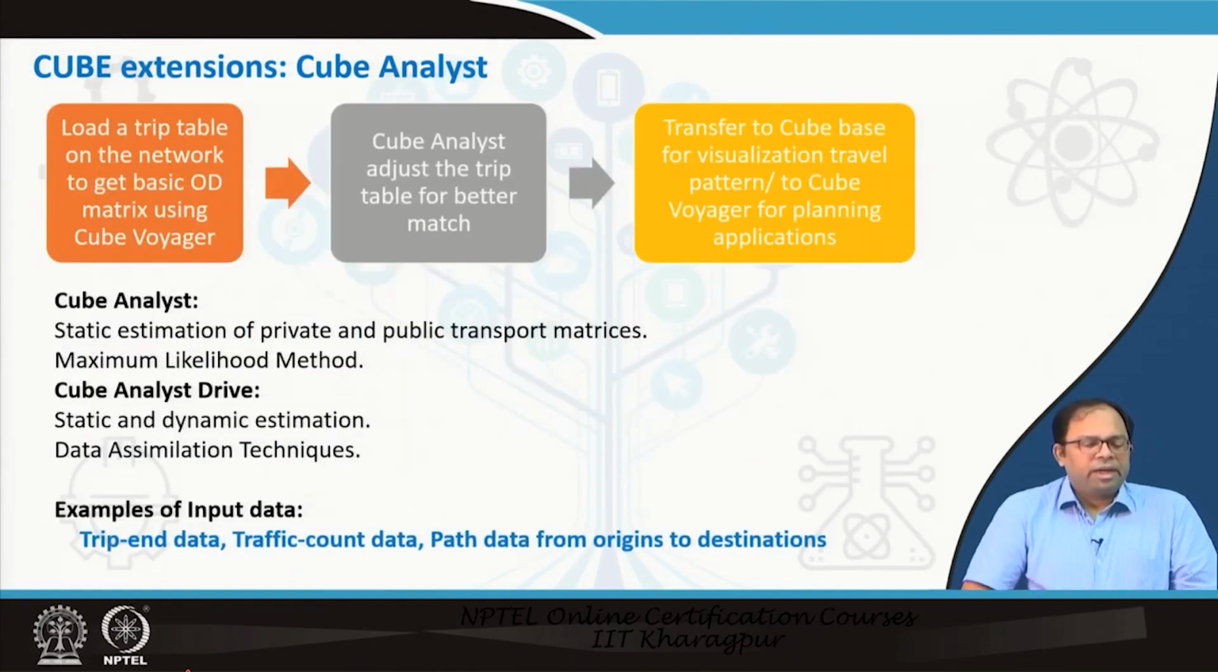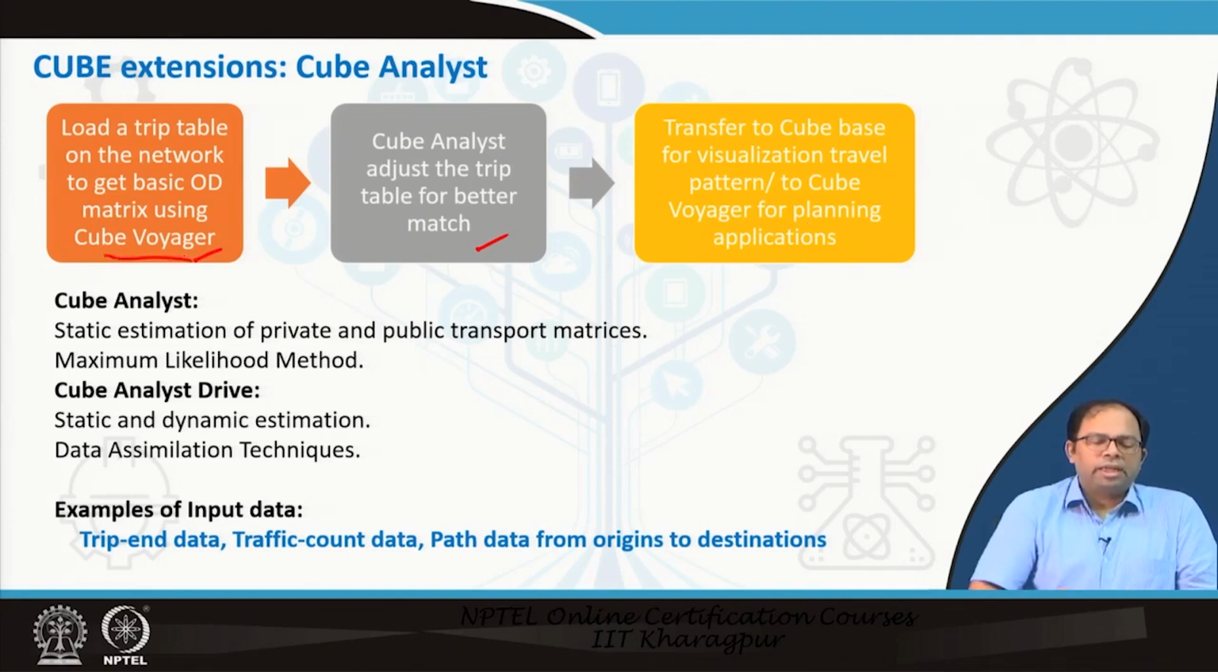So just to detail it out, the first step is to load a trip table on the network to get basic OD metrics using Cube Voyager. And what Cube Analyst can also do is, if we have already done this, adjust the trip table for a better match with the actual observed values. That could also be performed by Cube Analyst. And then the data could be transferred again to Cube Base for visualization of travel patterns, or to Cube Voyager for planning applications.